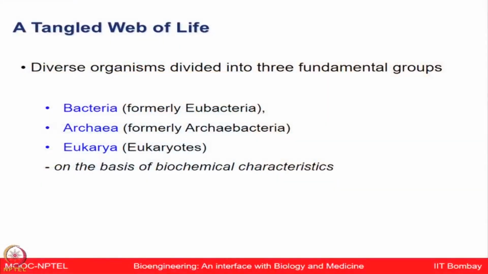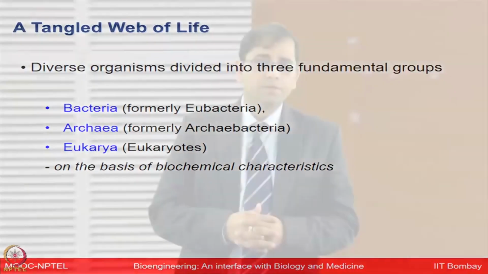So, broadly as we discussed, pro means primitive, karyon means nucleus, and eu means advanced. When we have a distinct boundary of the nucleus, then we say this is a eukaryotic cell, whereas if it is diffused and found in the cytoplasm, then that is a prokaryote. So, the diverse organisms could be divided into three fundamental groups: the bacteria, formerly known as eubacteria, archaea, formerly known as archibacteria, and eukarya, which is the eukaryote.